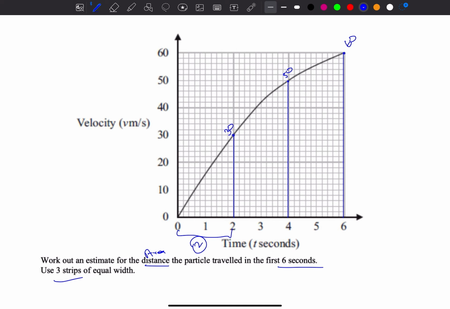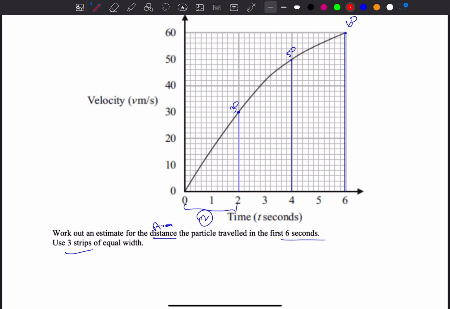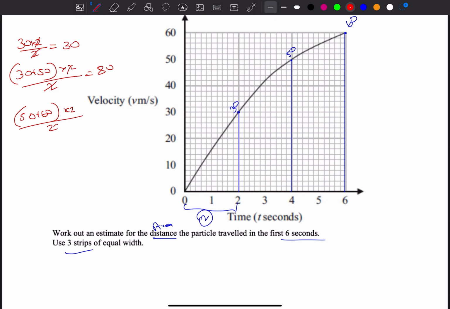The first one, area of a triangle. What's a triangle? Base times height, 30 times 2 divided by 2. That cancels, 30. Next one, 30 and 50, trapezium. Then you add the parallel sides times by the height. The height is 2. Divided by 2. That cancels, 80. 50 and 60 times by the height 2 divided by 2. 2 and 2 cancel. 110. So the total distance travelled, which is the total area, 110 plus 80, 190, 220.